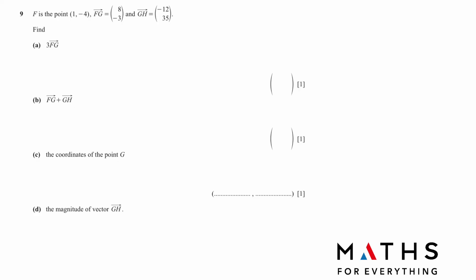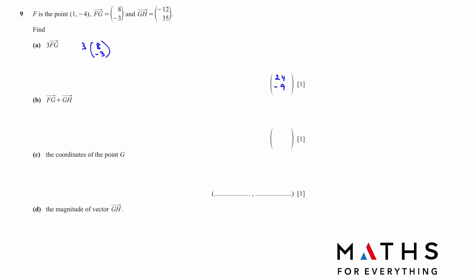Question number 9. F is the point 1, negative 4. The vector FG is given to us, and the vector GH is given to us. Find 3 times the vector FG. So multiply 3 with 8, 24, and 3 with negative 3, negative 9.